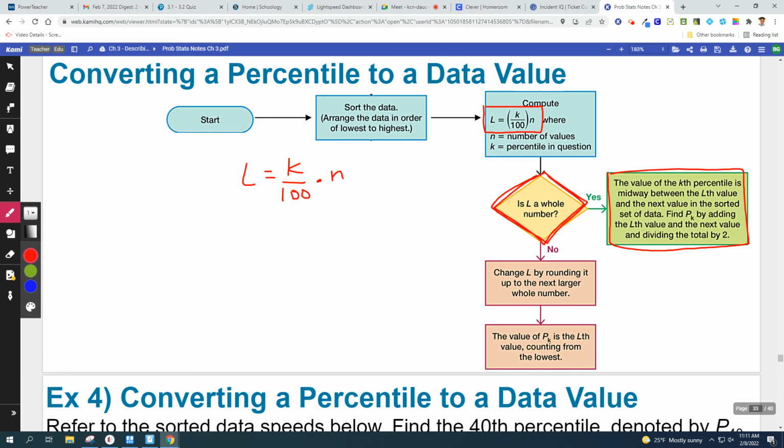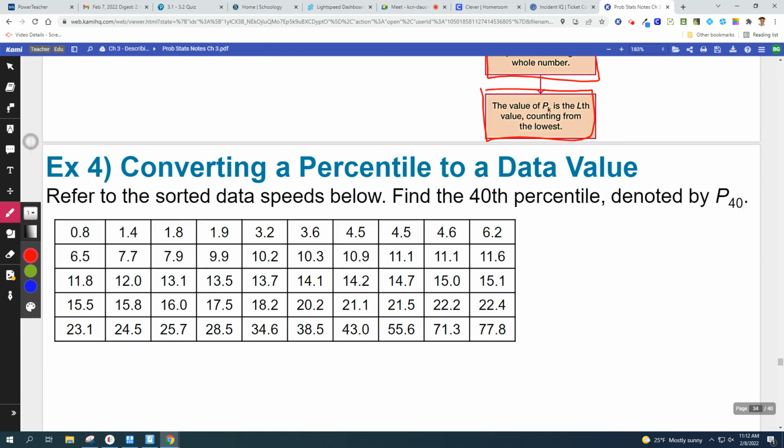If L is not a whole number, change L by rounding it up to the next larger whole number, and PK is the Lth value counting from the lowest. So it's actually easier if it's not a whole number. You will not need to memorize this, I don't think, but maybe it helps to have it in front of you.